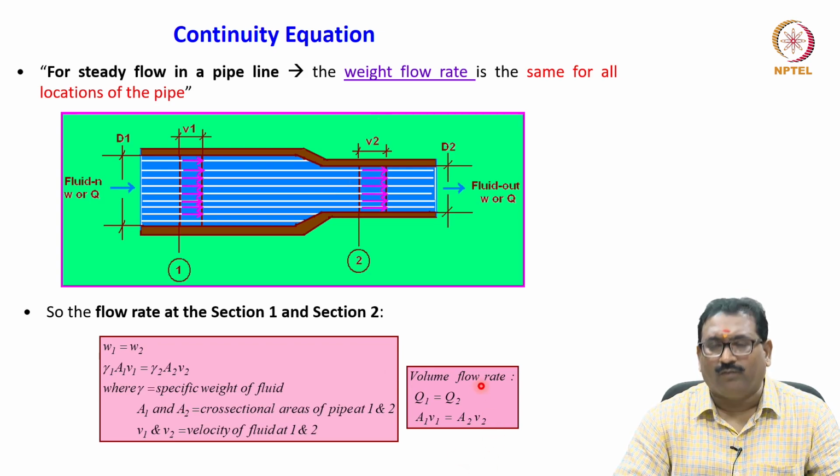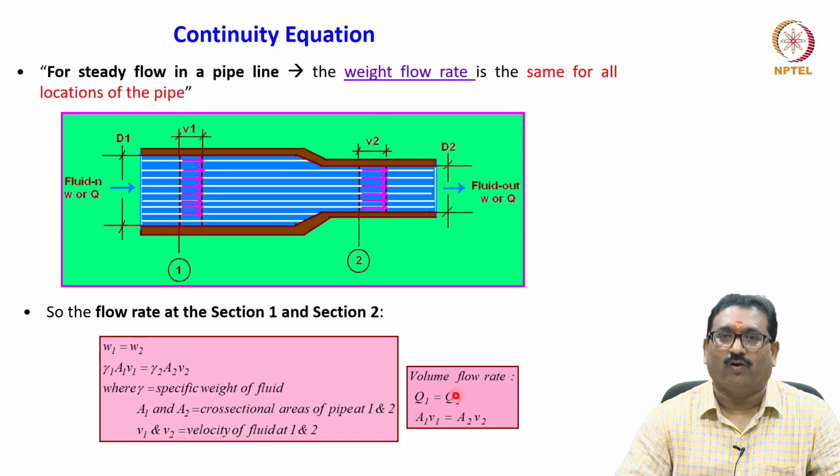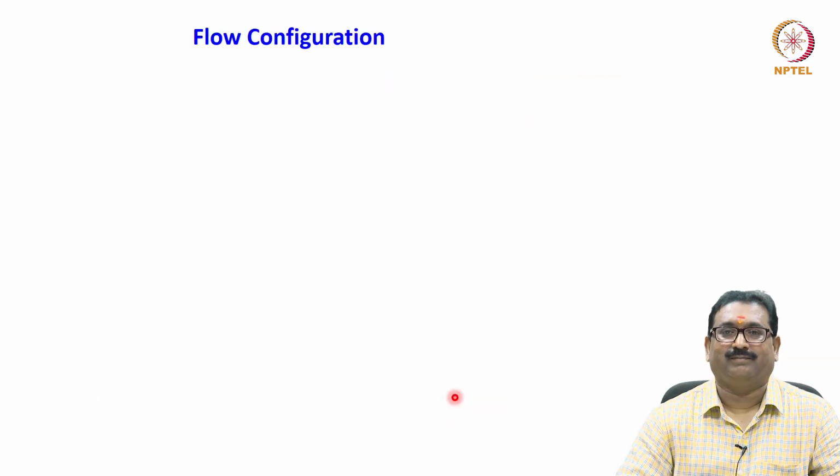Or the volume flow rate is equal at any section, friends. Any section you take, the volume flow rate or weight flow rate, both are the same, Q1 equals Q2. That is, A1 V1 equals A2 V2. This is known as the continuity equation. Even though very simple, it is very important in hydraulics and pneumatics.